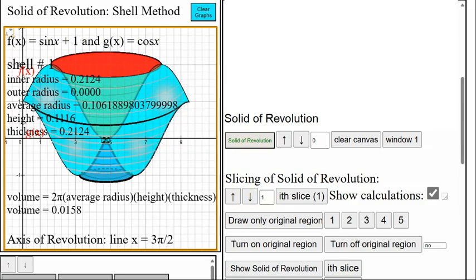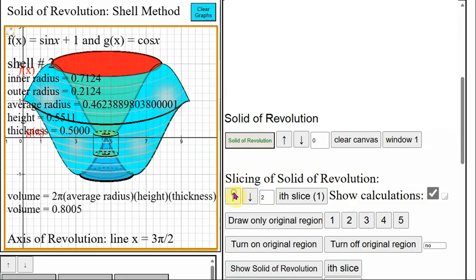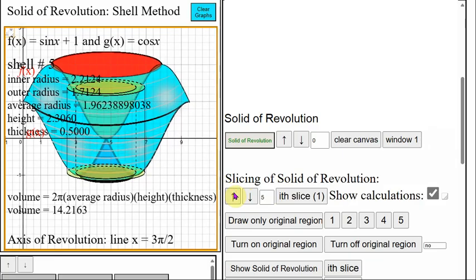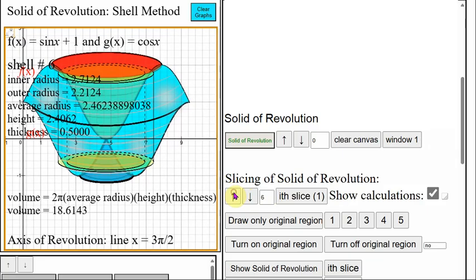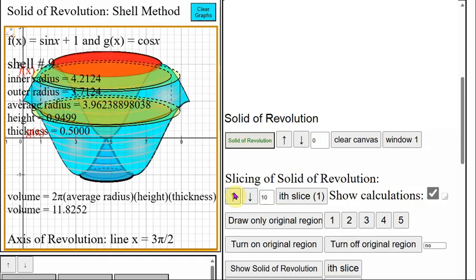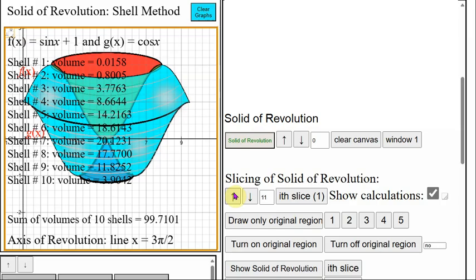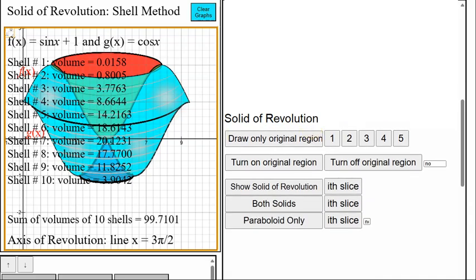And so for shell number 1, here I'm calculating the volumes of the 10 shells. And so altogether, the volume of the 10 shells is about 99.7. And therefore, the solid of revolution that we want will have a volume that is approximately 99.7. And so if we want the exact answer, then we need to divide the solid of revolution into an infinite number of shells.